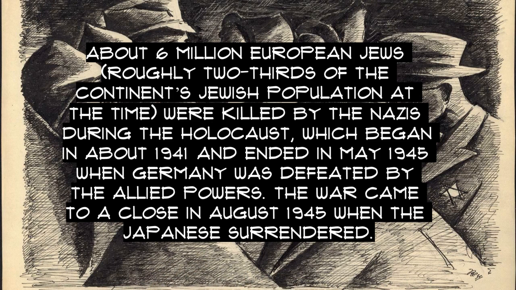About 6 million European Jews, roughly two-thirds of the continent's Jewish population at the time, were killed by the Nazis during the Holocaust, which began in 1941 and ended in May 1945, when Germany was defeated by the Allied powers. The war came to a close in August 1945 when the Japanese surrendered.